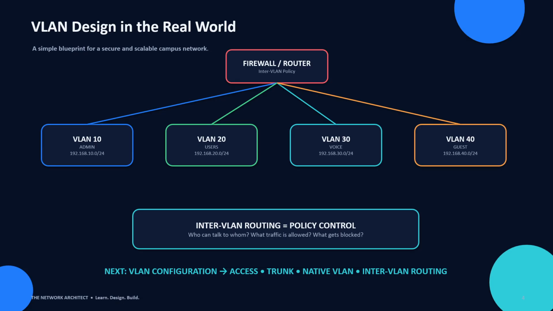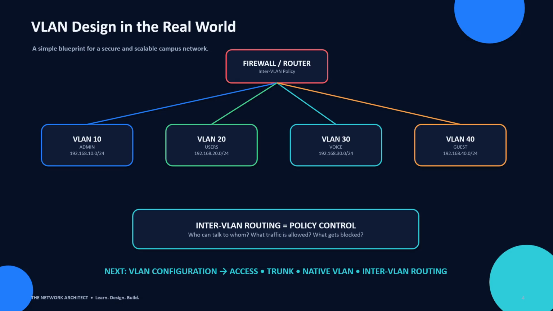VLAN 40 is for guests. This VLAN is used by visitors and guest users. An example network of this is 192.168.40.0/24. The guest VLAN should normally be restricted. For example, guest users can access the internet, but should not be allowed to access the finance server, internal application, or network management system.